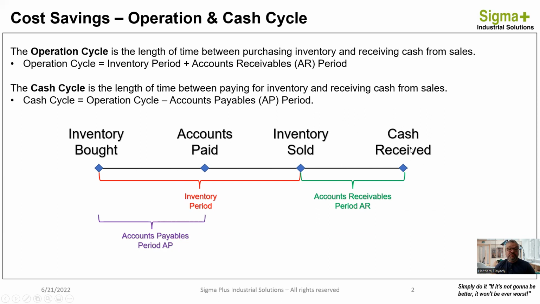So if we know now the operation cycle that starts from the time that we buy the inventory till the time that we receive the cash from the customers, and we know the accounts payable period, it's easy for us to understand where the cash cycle is, as the cash cycle is the difference between the operation cycle duration and the duration of the accounts payable.